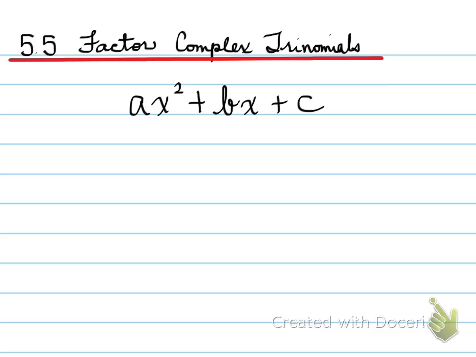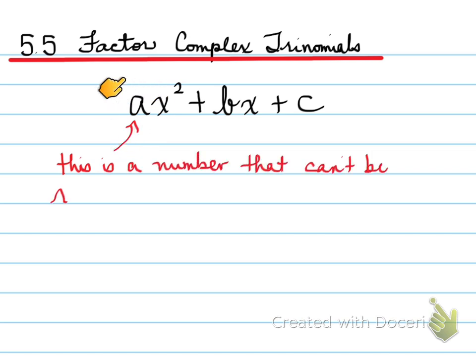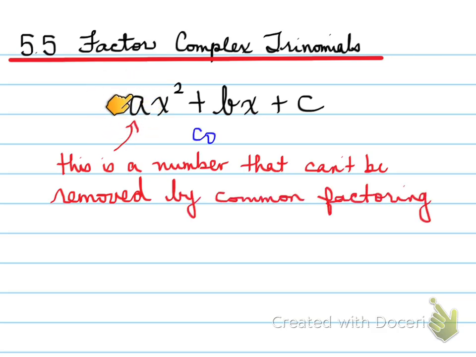For example, what makes this trinomial complex? Well, when you look at this, any trinomial that has a number at the front next to the x squared, so the a value here, cannot be common factored out of the trinomial. That makes it complex. So there must be a number here that I cannot common factor out, and we use complex trinomial factoring to factor this particular trinomial. Again, there must be a number at the front.